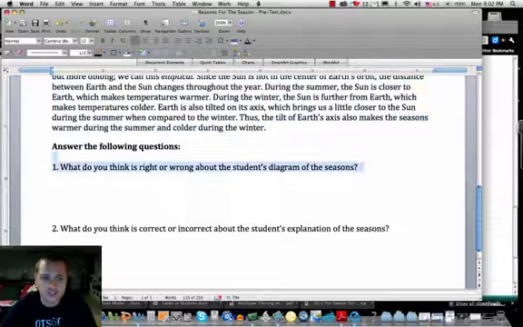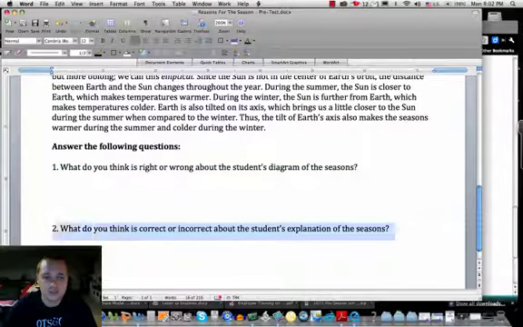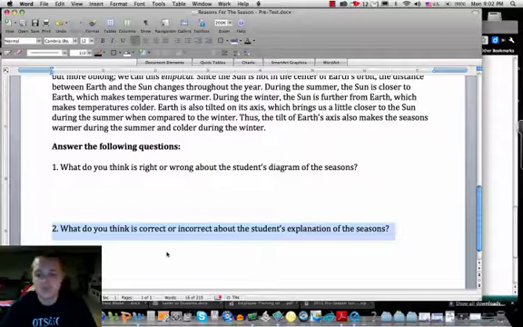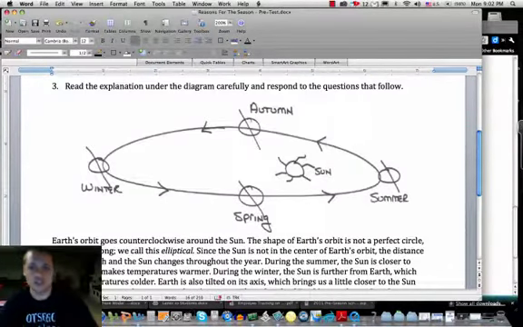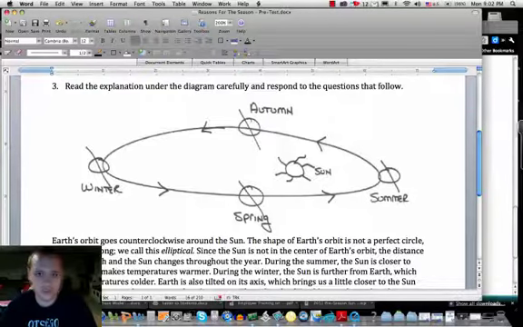The first of which is addressing what do you think is right or wrong with the student's diagram about the season, and then the second is what do you think is correct or incorrect about the student's explanation regarding the seasons. So you've got two questions to answer once you've done your evaluation, and when you're done with your evaluation, you will give this to myself or give it to Mr. Fusak. If you have any questions, let us know.